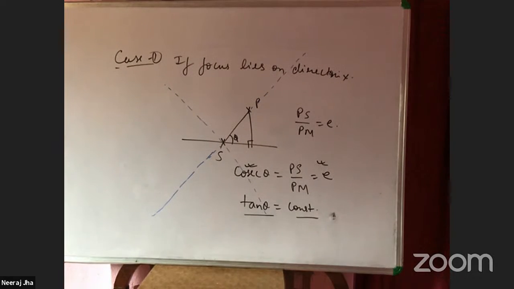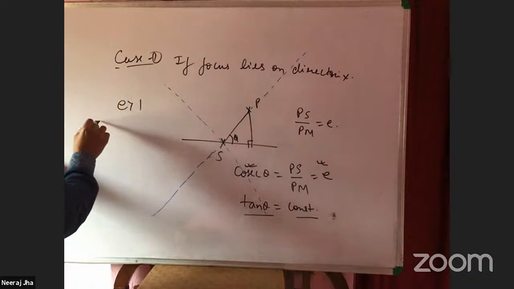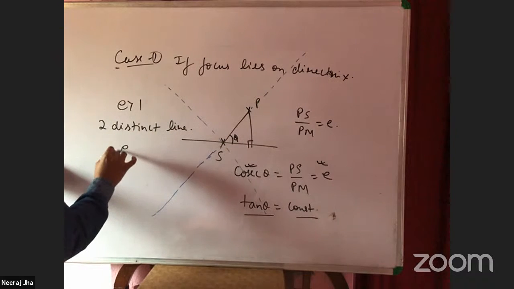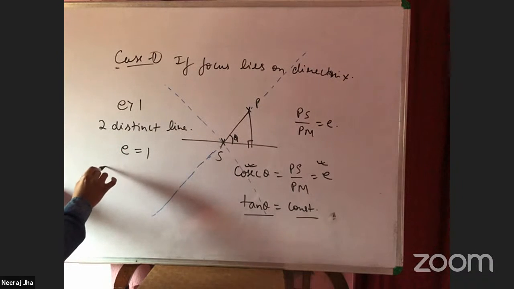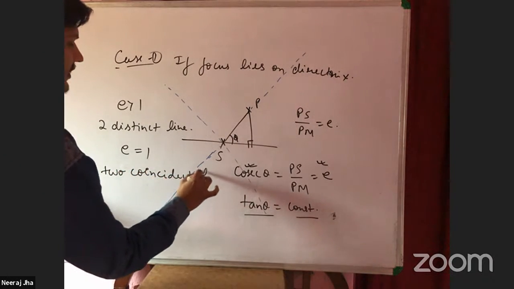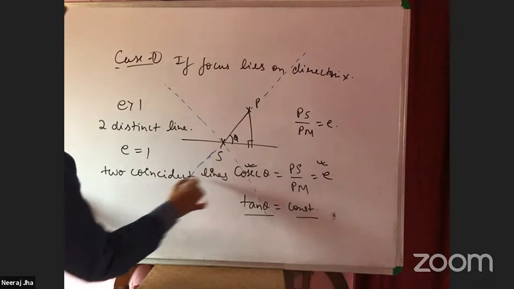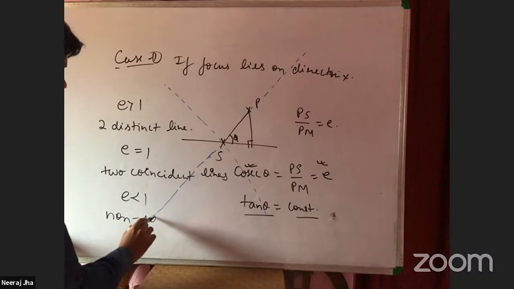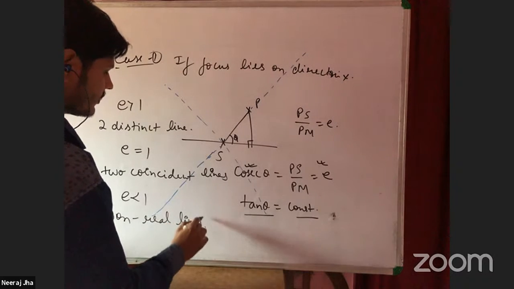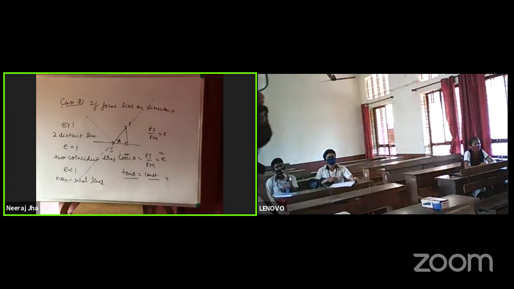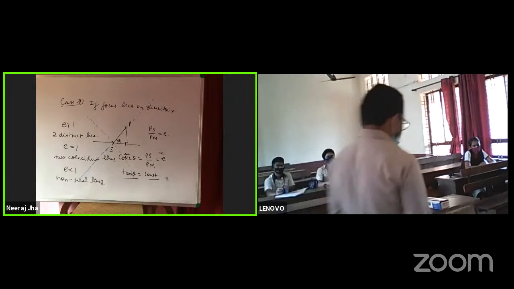Now if eccentricity is greater than 1, you will get 2 distinct lines. If eccentricity is equal to 1, you will get 2 coincident lines. And if eccentricity is less than 1, you will be getting non-real lines. But of course, their intersection point will be the focus in any case. Whatever lines you get, the intersection point will be the focus.